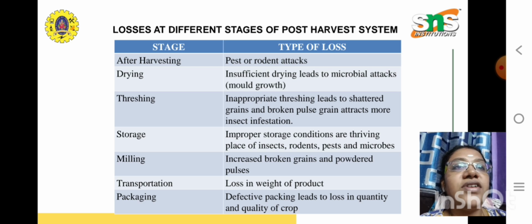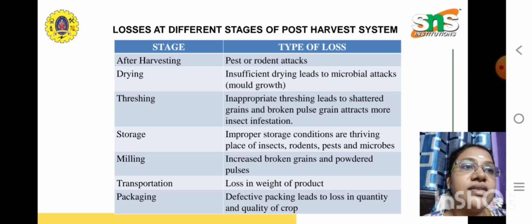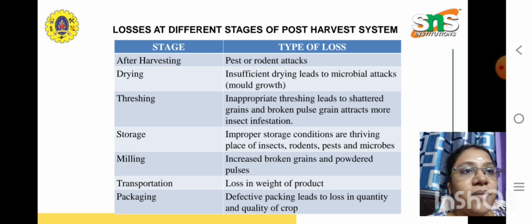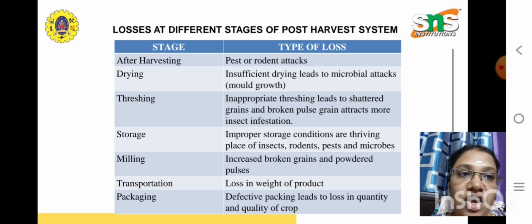So losses at different stages, what happens is that after harvesting, as I already told, during harvesting, pest or rodent attack may occur. During drying, improper drying leads to mold growth. Threshing, in the sense that if the grain is not threshed properly, it will give broken pulse grains. And storage, if improper conditions are practiced, then pest attack will be seen. Milling, if it is not done properly, there will be an increase in broken grains. And transportation, there will be a loss in weight of the product.